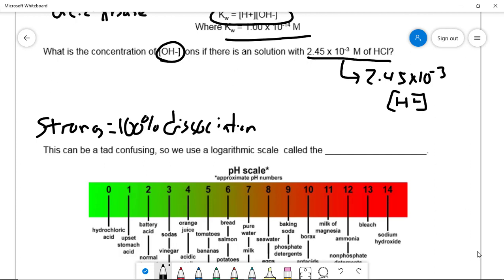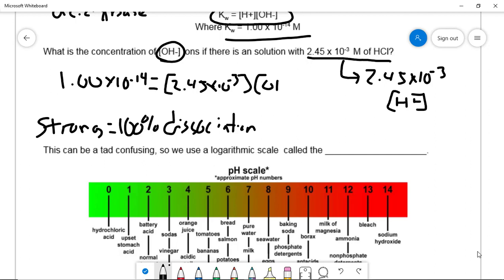So I'm going to have 2.45 times 10 to the negative third concentration of H, as well as 2.45 times 10 to the negative third concentration of Cl-. Okay, it 100% dissociates. So if I know this information, I can then plug it into the expression above and solve for my OH concentration, which is what the question is asking for. Kw, 1.00 times 10 to the negative 14th, equals H concentration, so 2.45 times 10 to the negative third, times my OH- concentration.